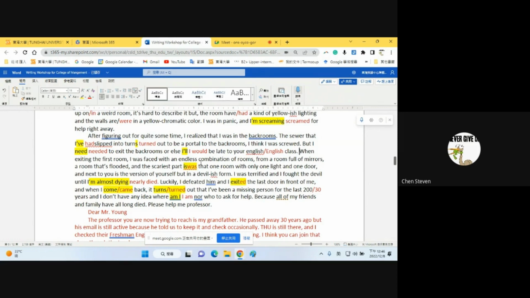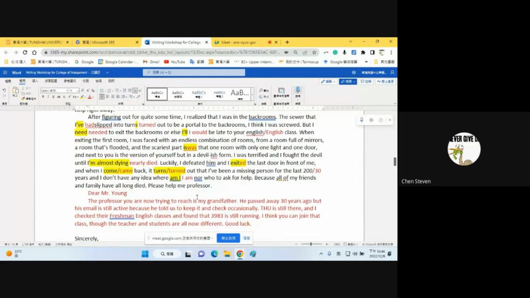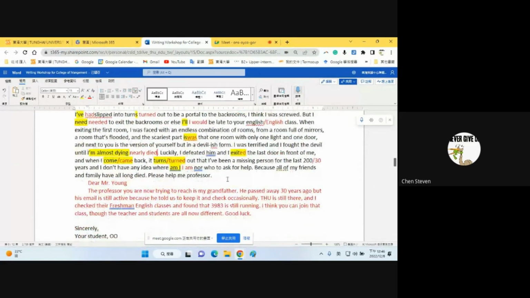And when exiting the room, I was faced with an endless combination of rooms, from a room full of mirrors, a room that was flooded, and the scariest part was that one room with only one light and one door, and next to you is the version of yourself, but in a devilish form. And I was terrified, and I fought the devil until I nearly died. And luckily, I defeated him, and I exited the last door in front of me.